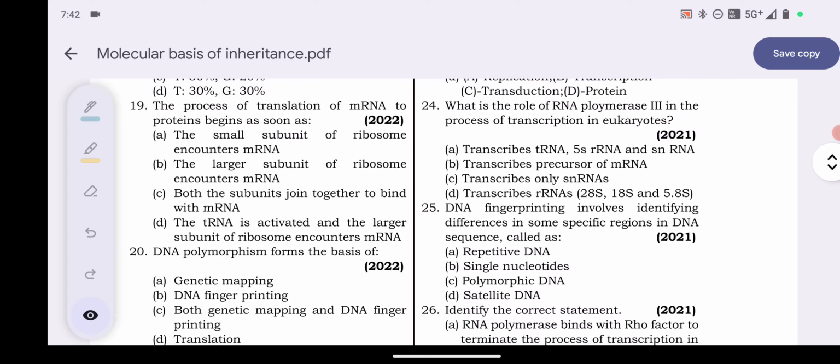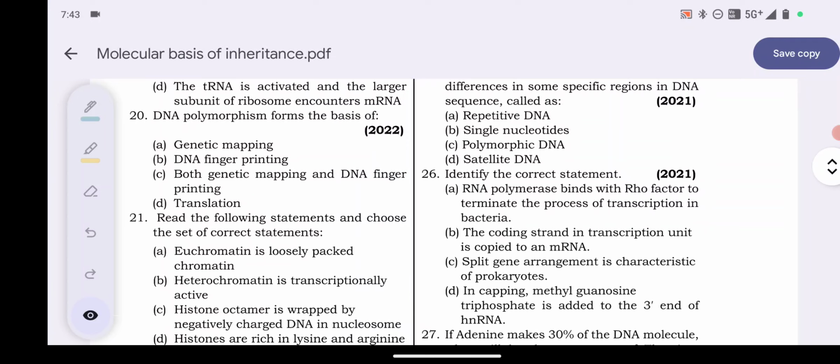Question number 19. The process of translation of mRNA to protein begins as soon as. Option A, the small subunit of ribosome encounters mRNA. Absolutely, the first option is the answer. Option B, the large subunit of ribosome encounters mRNA, wrong. Both subunits join together to bind with mRNA. The tRNA is activated and the larger subunit of ribosome encounters mRNA. So option A is your answer, the small subunit of ribosome encounters mRNA. Explanation: when the small subunit of ribosome encounters an mRNA, the process of translation begins. This is followed by the binding of the larger subunit. tRNA is activated by the addition of amino acids prior to the attachment of ribosome in the first phase. So option A is your answer.